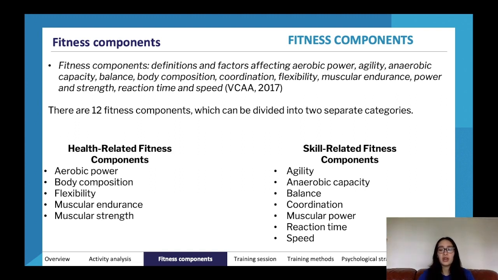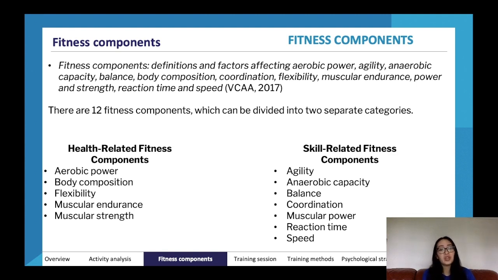In terms of skill-related fitness components, these are typically components which are more important for elite athletes. And so the general population doesn't really need a really amazing muscular power or a super fast reaction time or speed. These are designated for people who are elite athletes, and it may be more important for them if they have a particular sport which is relevant to this. So we've got agility, anaerobic capacity, balance, coordination, muscular power, reaction time, and speed. So make sure you also know these.